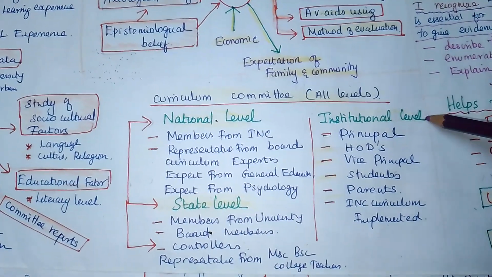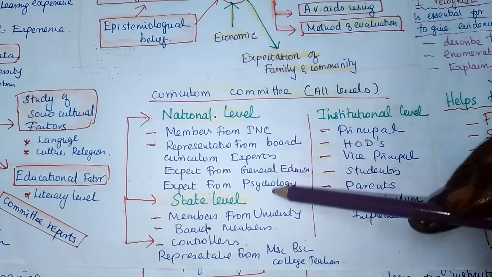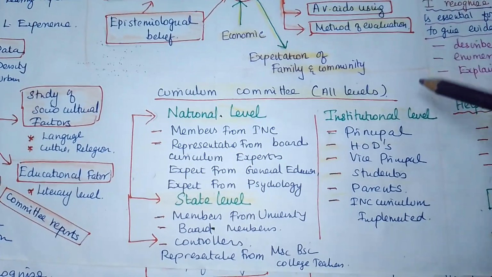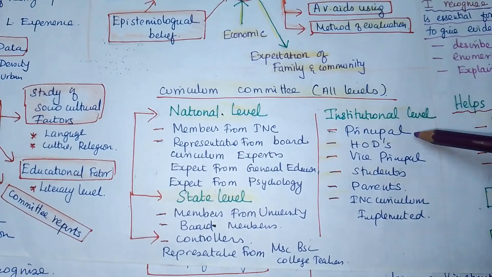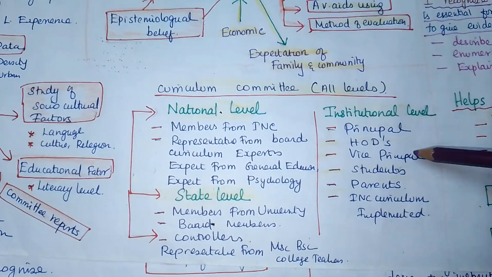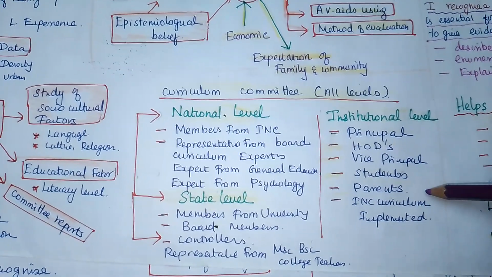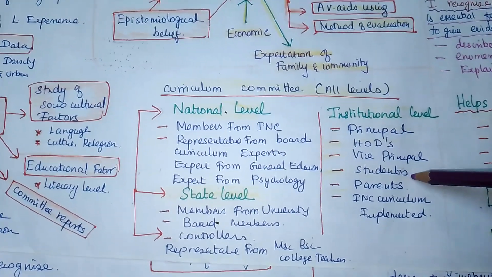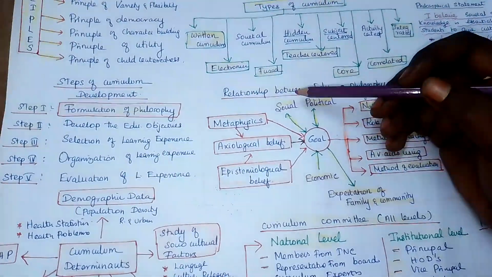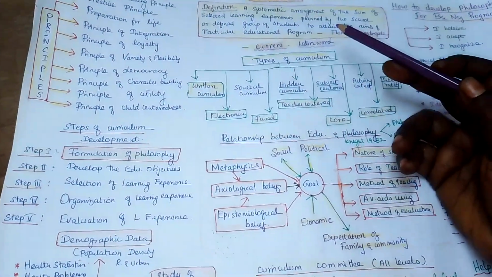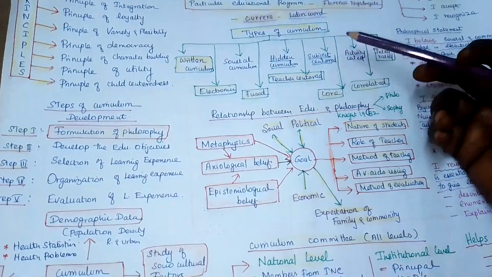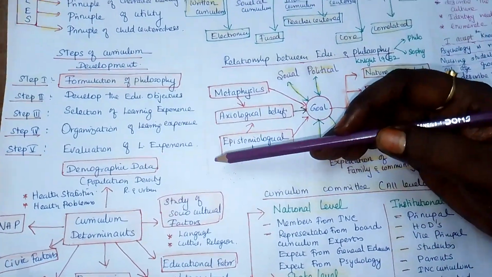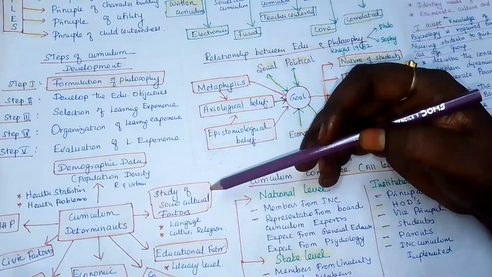At the institutional level, whatever curriculum is planned by the national or the state level, the institution is the one implementing it. So at the institutional level, we have a curriculum committee comprising the principal, HOD, vice principal, some of the students and parents, and then INC. Whoever is in the committee, the curriculum has to be implemented, so they should have an orientation. Okay. So we have understood the definition of curriculum, principles of curriculum, types of curriculum, and the determinants to develop the curriculum. You have to consider all those determinants to develop the curriculum.